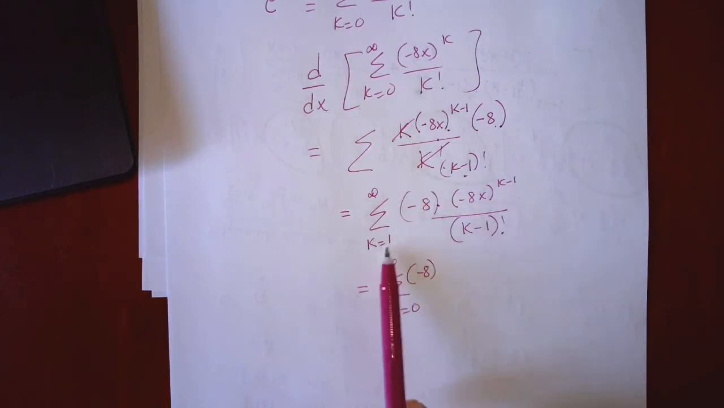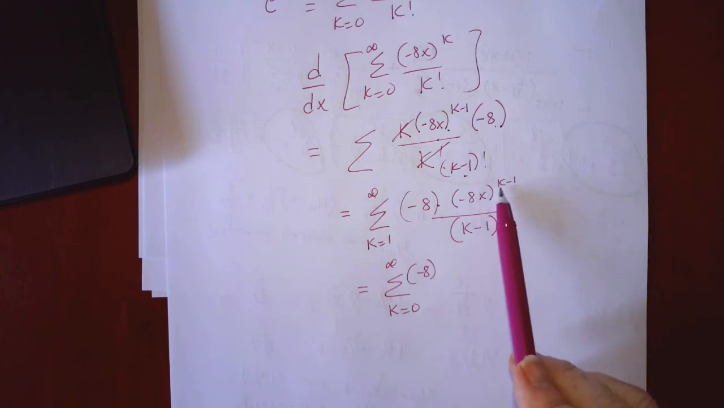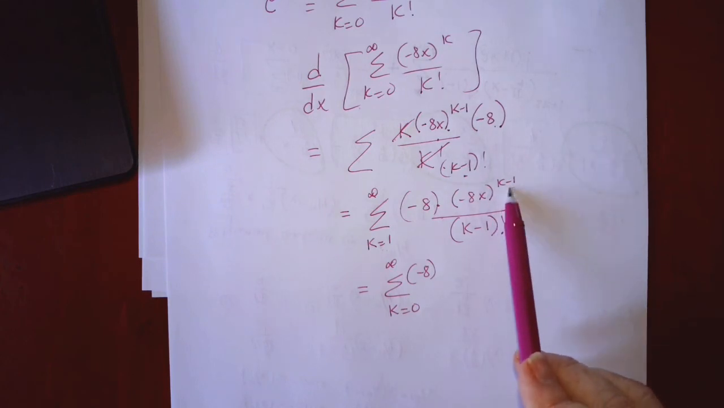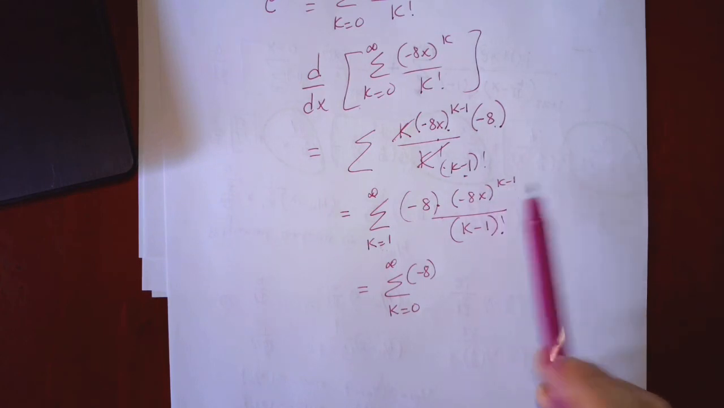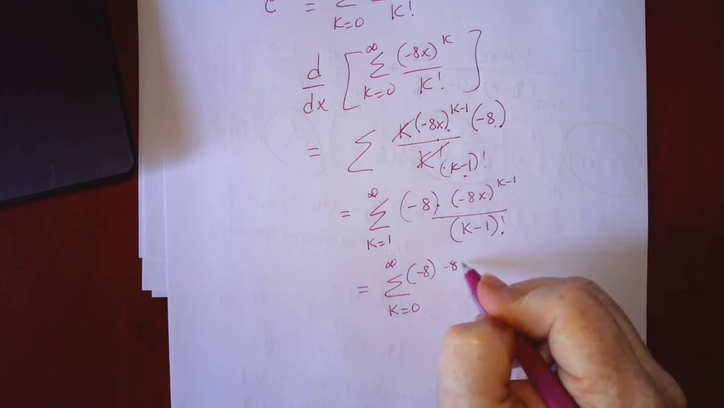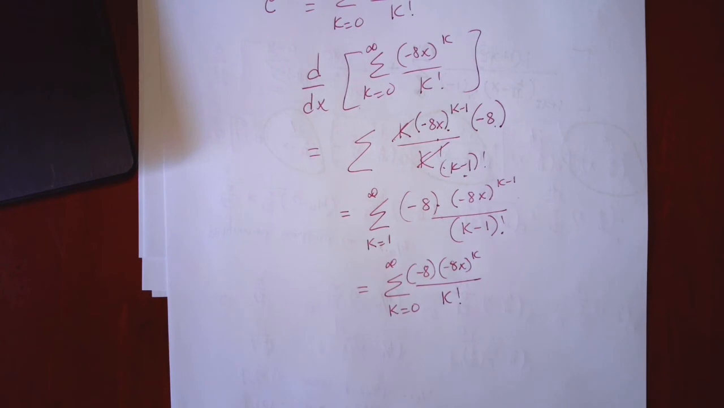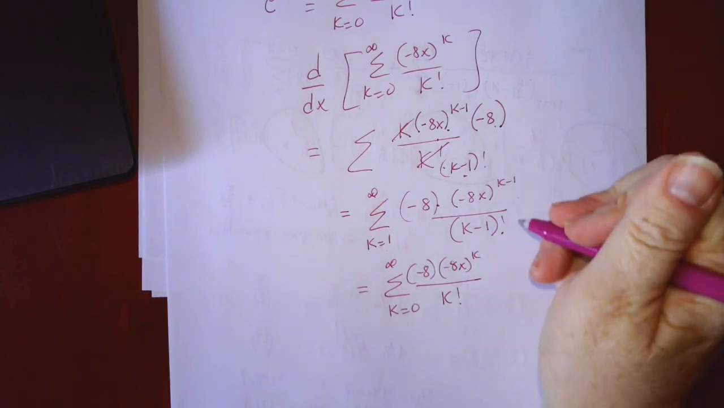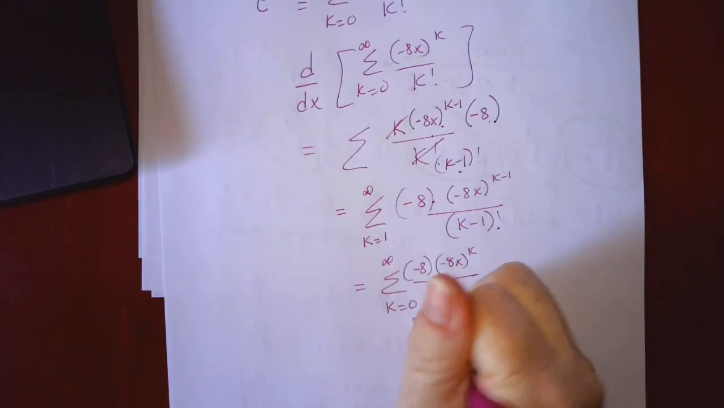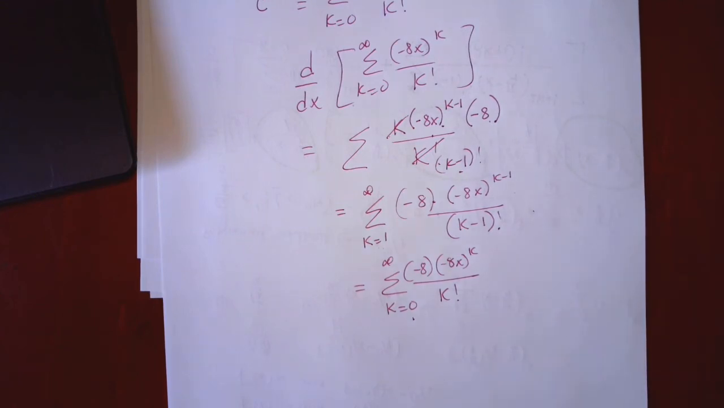But if I shift this to the left 1, that means I'm going to replace my k's with k plus 1. So I'd have k plus 1 minus 1 would be negative 8x to the k over k factorial. So I can shift it back to starting at 0. But in this particular case, when I took the derivatives term by term, I would have had to shift it initially over to starting at 1.